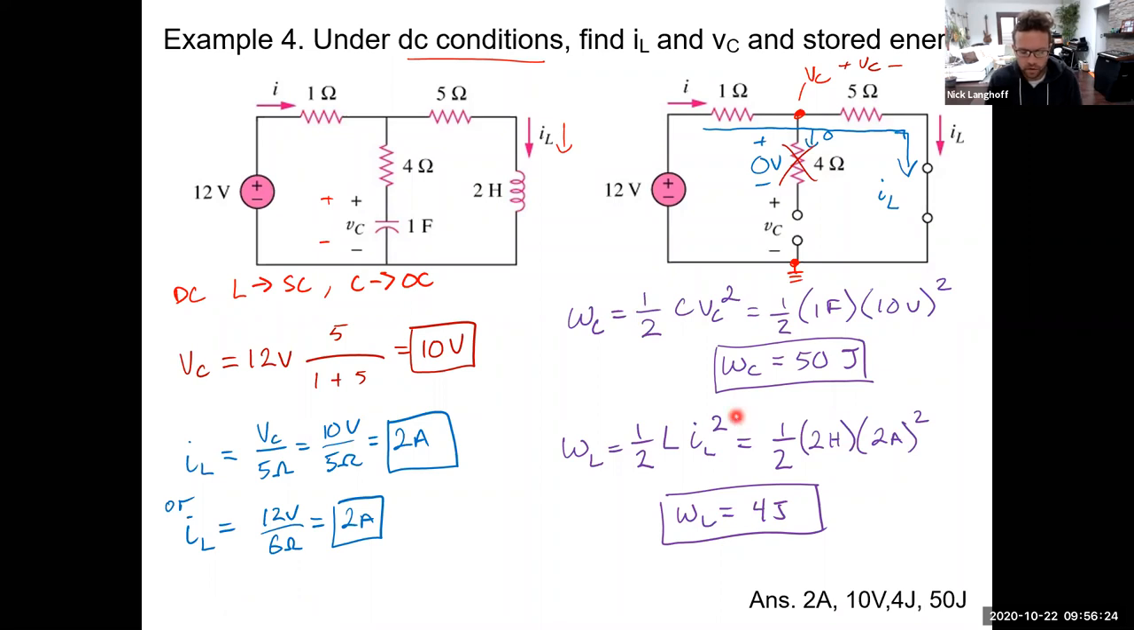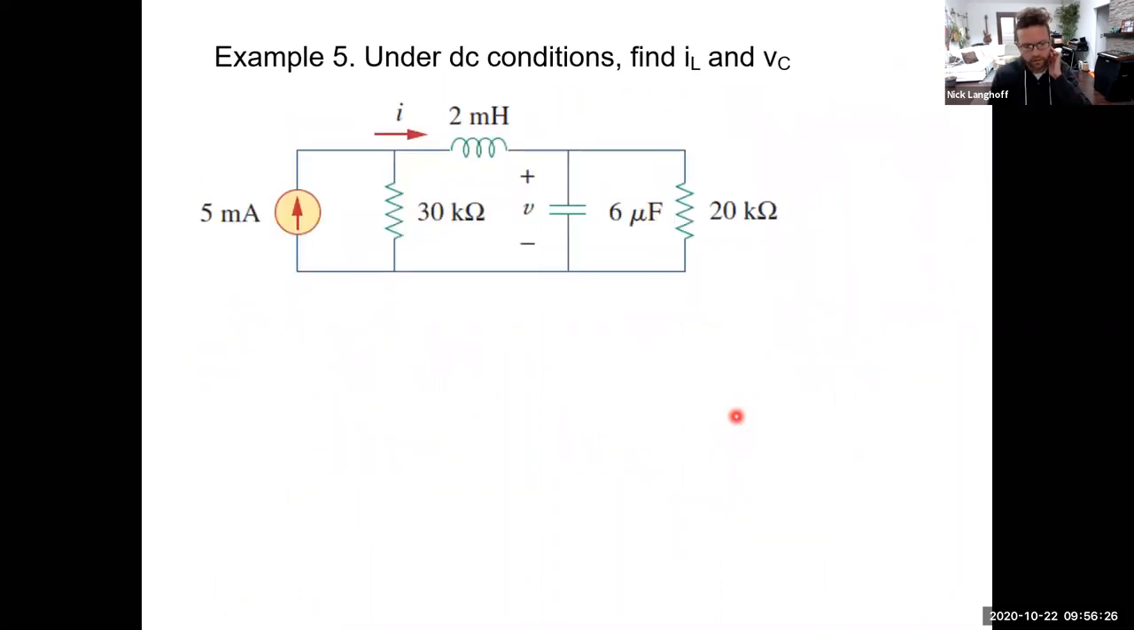Okay, so let's go ahead and do another one of these problems. Here's another circuit with a 5 milliamp source, a couple of resistors, a 2 millihenry inductor, and a 6 microfarad capacitor in this network. We've been asked to find things under DC conditions. So remember, when you see DC conditions, that means the capacitor behaves like an open circuit.